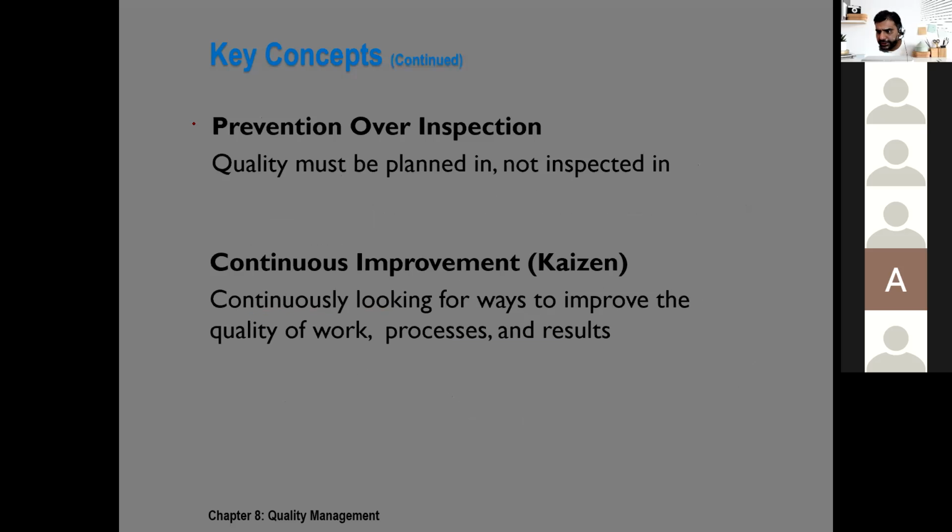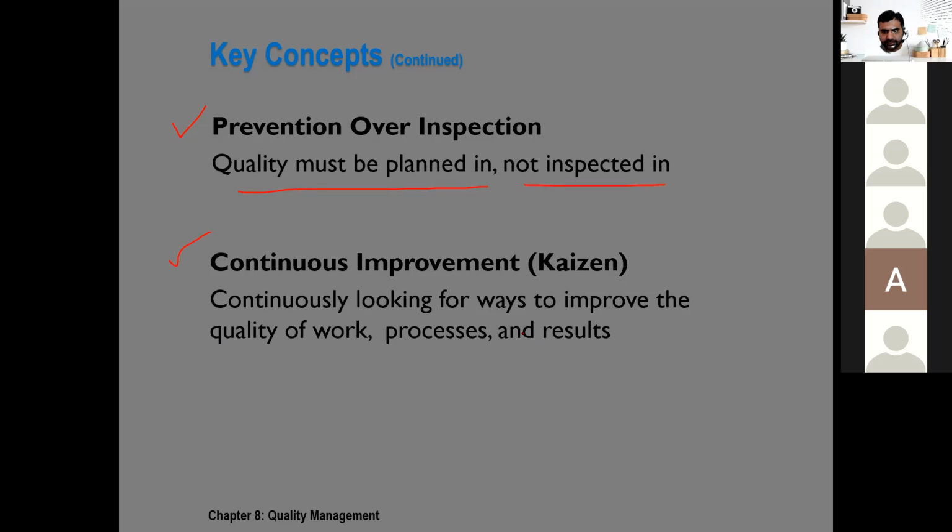Eman, can you please read this slide for me? Preventive over inspection. Quality must be planned in, not inspected in. So this is basically talking about quality must be built in while we are doing the work. We should take those measures, we should do those activities, we should add those skills into our team so that they can assure the quality, should build the quality while they are doing the work instead of checking the work at the end. Next.